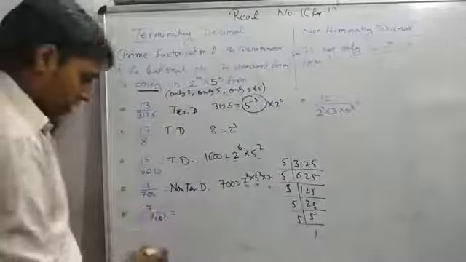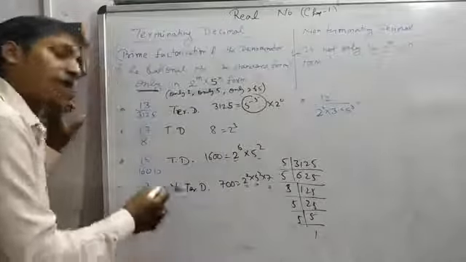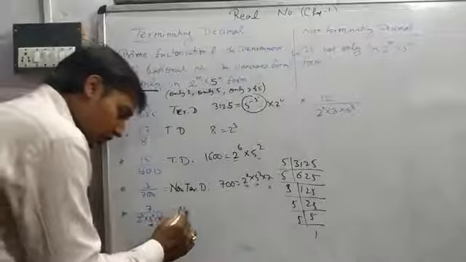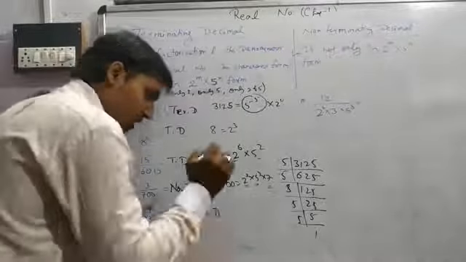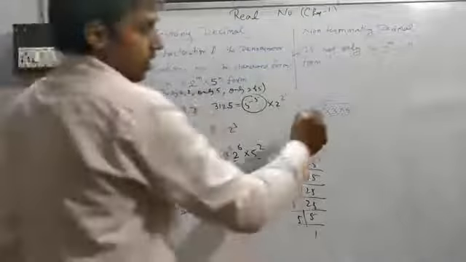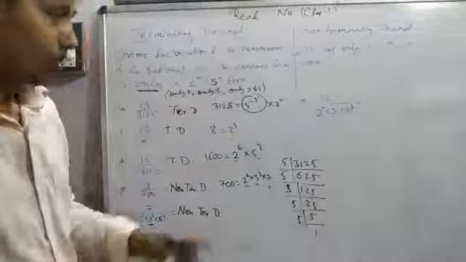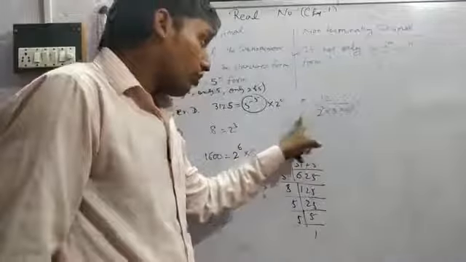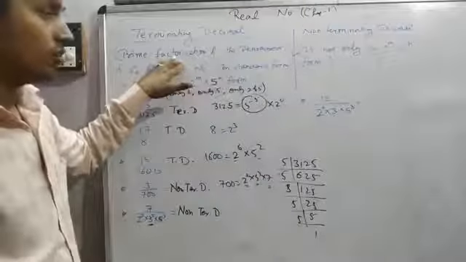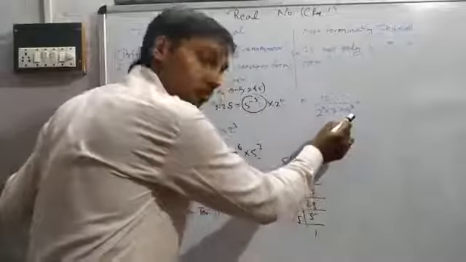Okay, let's check this. Here 7 upon 2 to the power 3, 3 to the power 2, 5 to the power 2 is already in prime factorization form, and the prime factorization of the denominator has 3, so it is a non-terminating decimal. Okay, it's clear. One more example here. Here 12 upon 2 to the power 2 into 3 into 5 to the power 3. The denominator of the given number is already in prime factorization form, but you see here it is 2 and 5 both with 3.